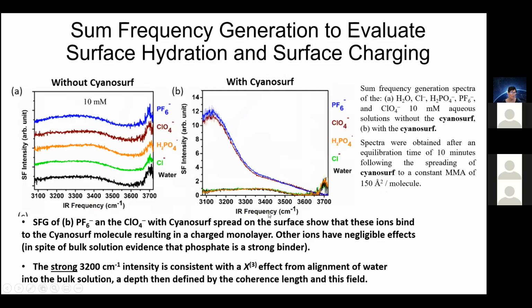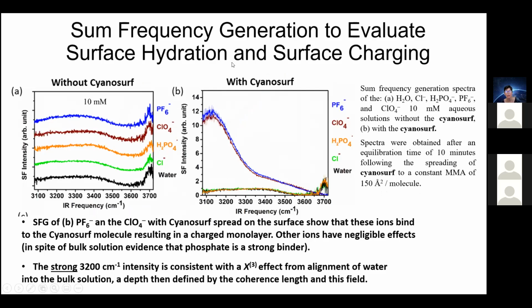So with the sum frequency, what's really nice is that when you look at the water region, it's its own tool in itself, because the water tells you a lot about what's going on with the surfactant and the ions. If you look at the top left, this is without the surfactant, just the ions, all layered on top of each other so you can see them. They all look the same. Because this is such a small 10 millimolar, you don't see much surface change in the water structure.